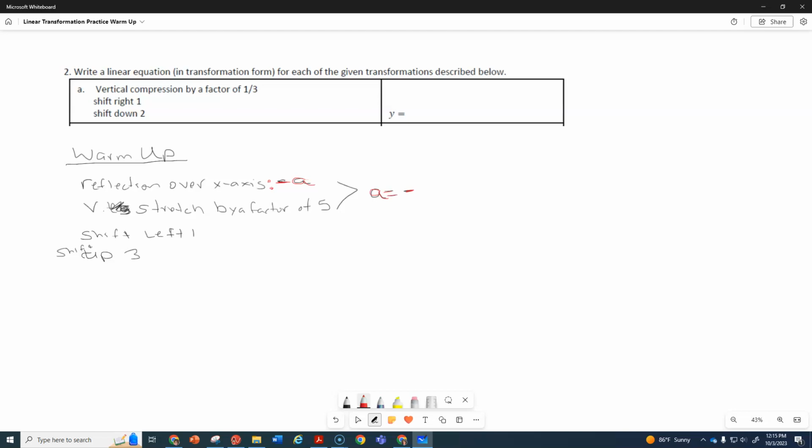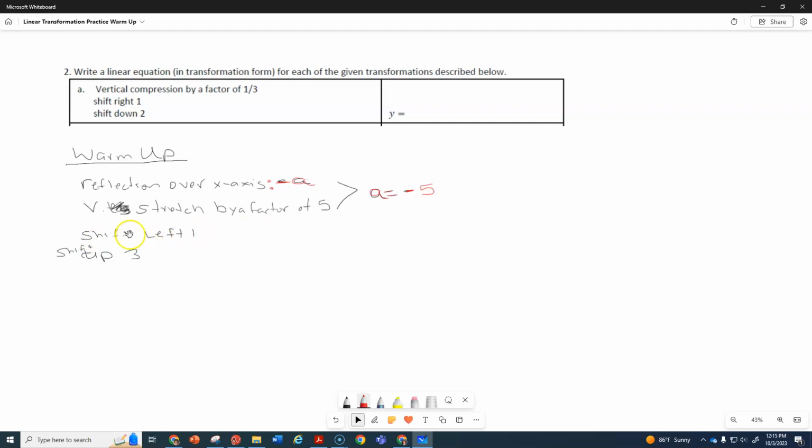Now I have to look at what it says about my stretch or compression to determine the value of my A. It says it's a stretch, so I'm expecting a number bigger than 1. And it says by a factor of 5. So that means A has a value of -5. The negative reflects it over the x-axis, and 5 stretches it taller.